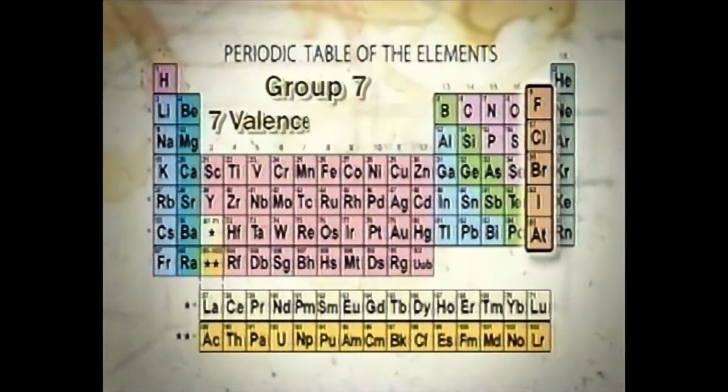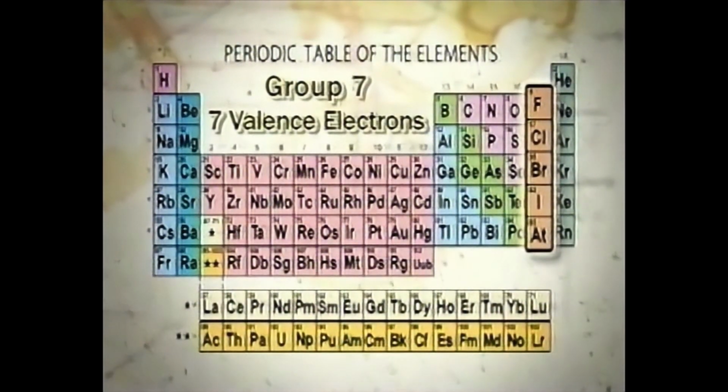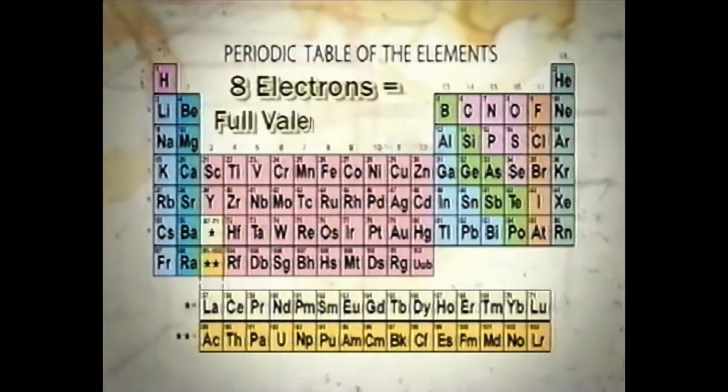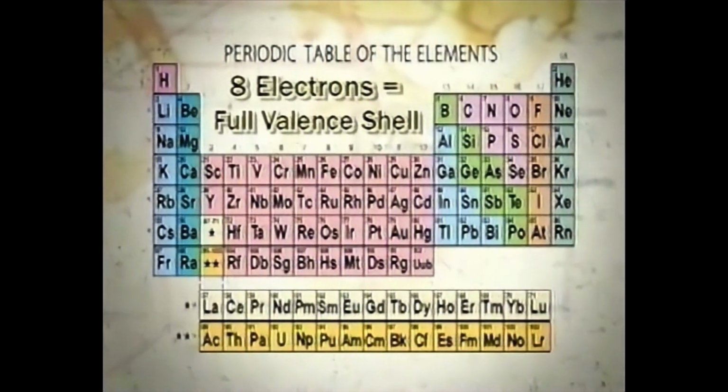The halogens all have 7 valence electrons, so all the elements in the group have similar chemical properties. Almost all atoms need 8 electrons in their valence shell to be stable. Because they only need 1 more electron to have a complete valence shell, the halogens are extremely electronegative and very reactive.